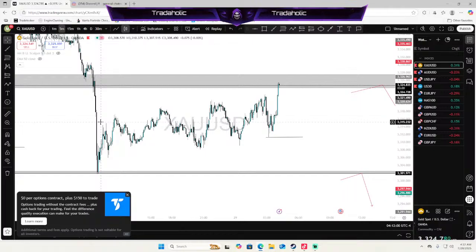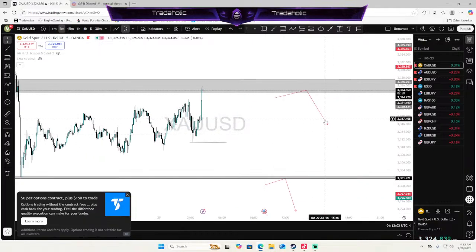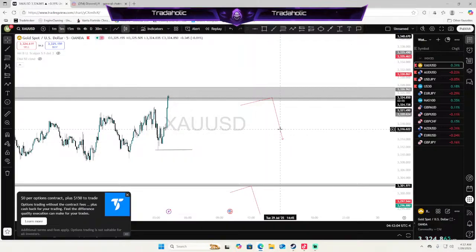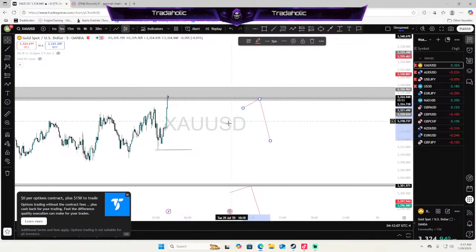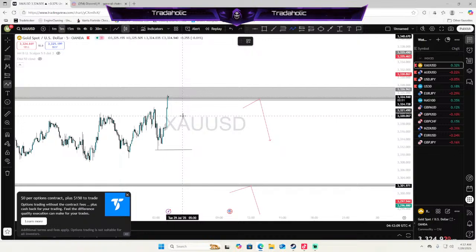On gold, I'm looking for sales, bro. That's what this arrow's for. I'm looking for sales on gold. I want to see this kind of pattern form first.